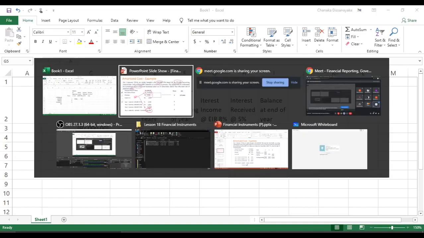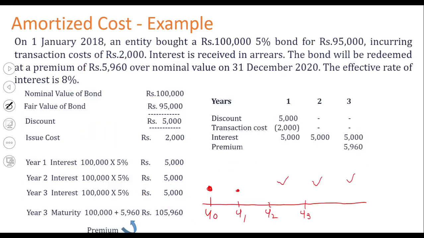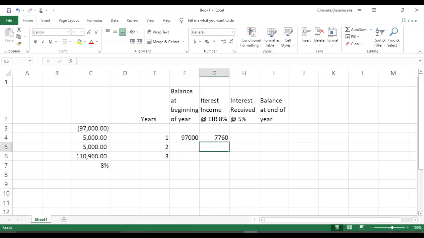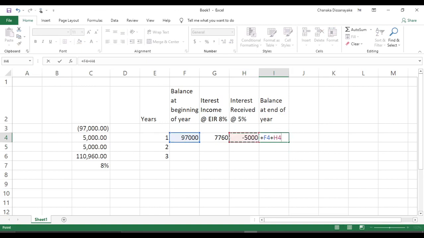In normal circumstances, I told you, this is how you should charge this income or the expense to the P&L. But we are not following that method. We are using the amortized cost method. What is amortized cost? You take the initial value and multiply that by the effective interest rate. That is 7,760, and during the year we receive how much? 5% interest, that is 5,000. In first year we receive 5,000 of interest. So you have your closing amortized cost, that is opening amortized cost plus interest minus this 5,000. So you are getting 99,760 amortized cost at the second year.